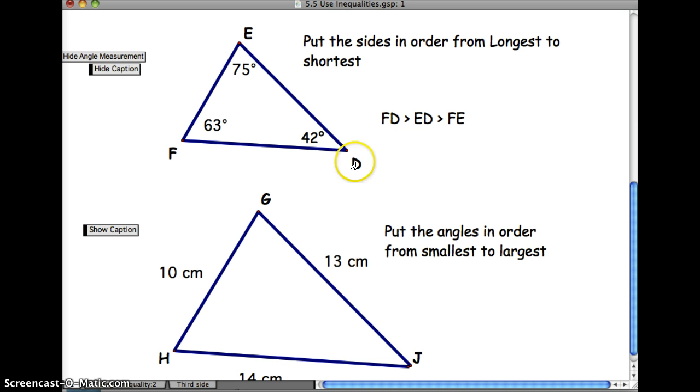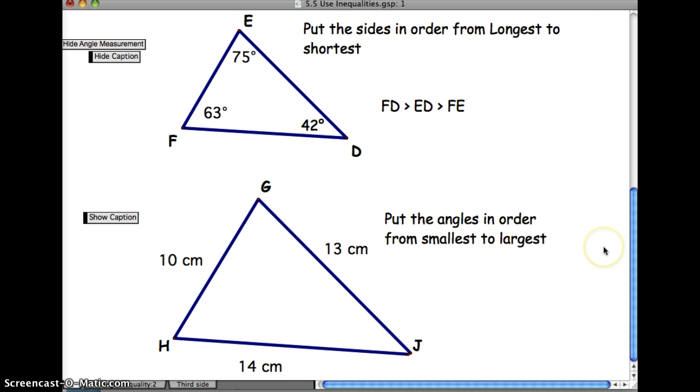Any questions on this part? Okay, let's look at the bottom one. Now we're going to put the angles in order from smallest to largest. What do you think? Angle J, because it's across from 10 centimeters, which is the smallest. Then angle H, because it's across from 13. And our largest is G, because it's across from the biggest side.